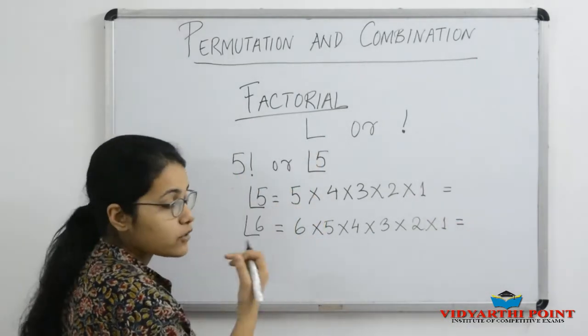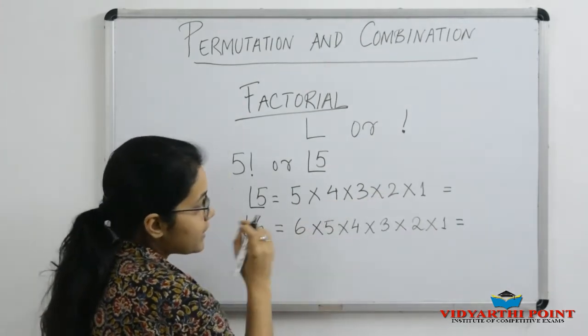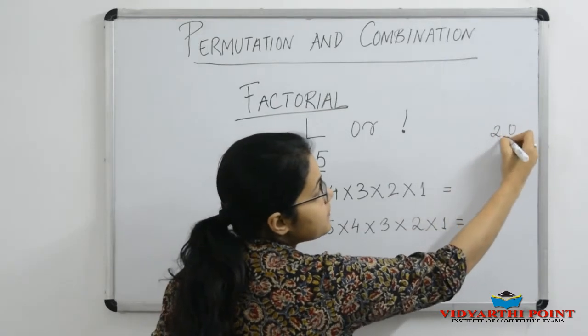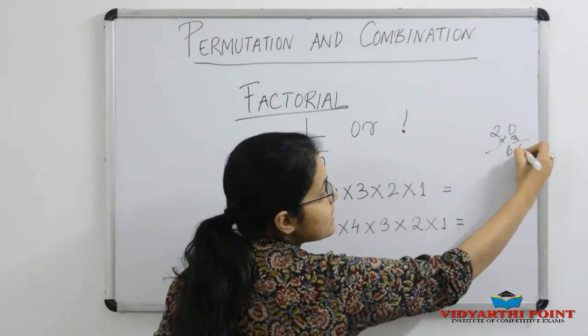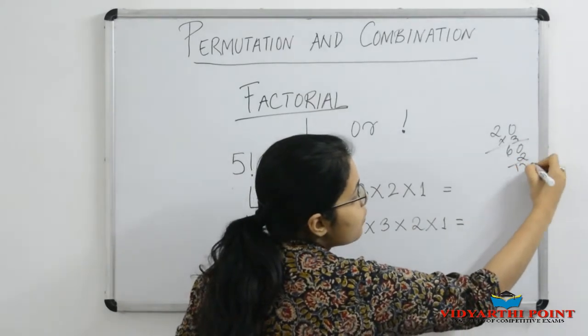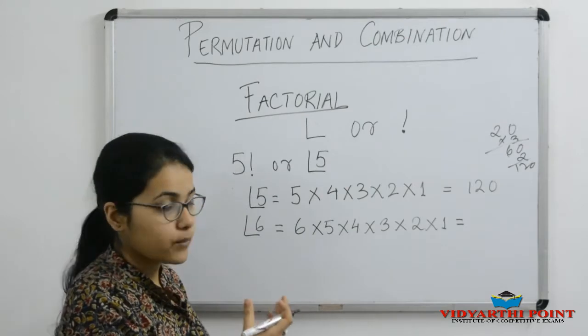That is, value of factorial 5 will be 5 into 4 into 3 into 2 into 1. That is, 5 into 4 will be 20. 20 into 3 will give us 60. Again, 60 into 2 will give us 120. So, the value of factorial 5 is 120.